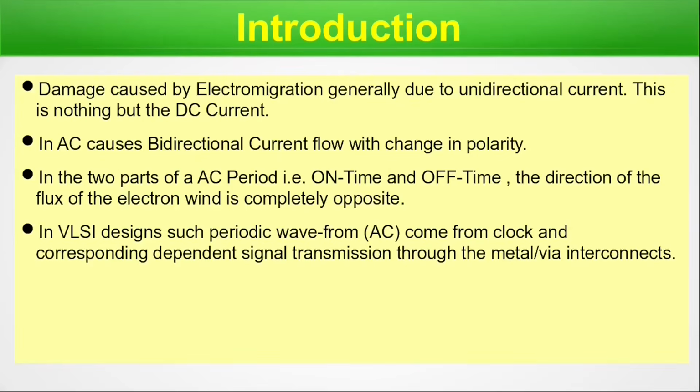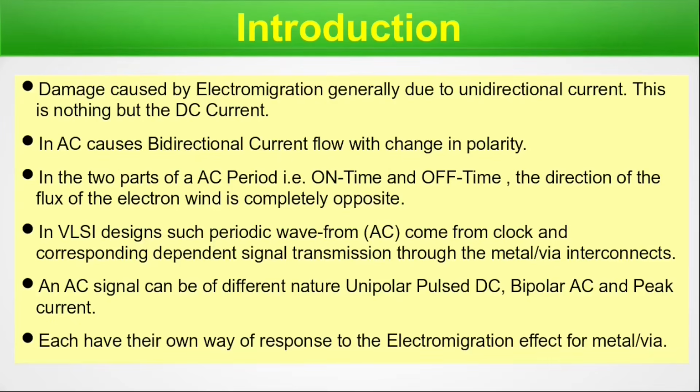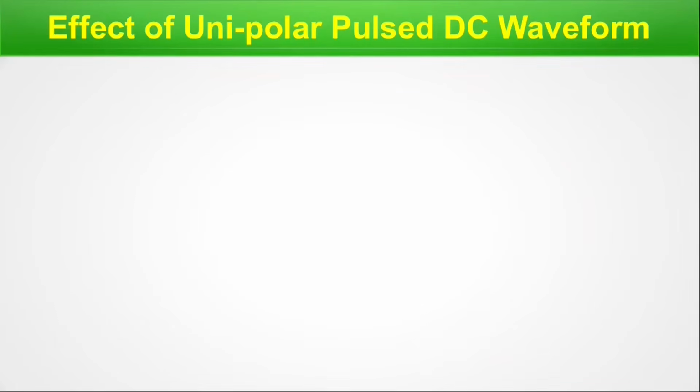In VLSI designs, such periodic waveform, that is AC, comes from a clock and corresponding dependent signal transmission to the metal or via interconnects. An AC signal can be of different nature, that is, the varieties are unipolar pulsed DC, bipolar AC, and peak current. Each has its own way of responding to the electromigration effect for metal or via. Here we are done with this particular slide. Let's move on to the next slide.